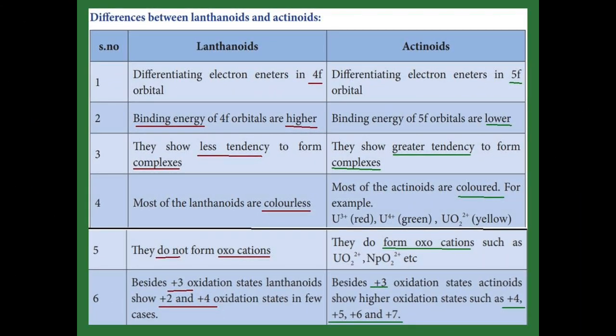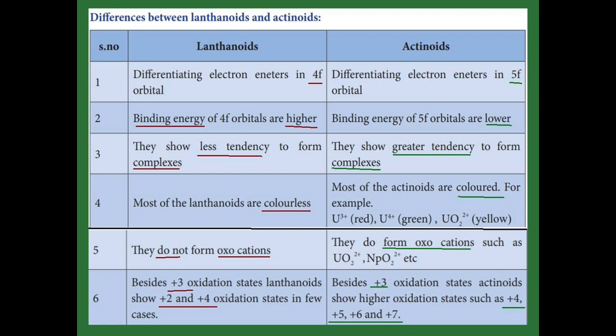Now the differences between lanthanoids and actinoids. In lanthanoids the last electron enters the 4f orbital, but in actinoids the last electron enters the 5f orbital. The binding energy of the 4f orbital in lanthanoids is higher, but the binding energy of the 5f orbital in actinoids is lower. Lanthanoids form complexes, but with somewhat less tendency. Actinoids form complexes with a greater tendency. Fourth, lanthanoids form colorless compounds, but actinoids form very colored compounds.